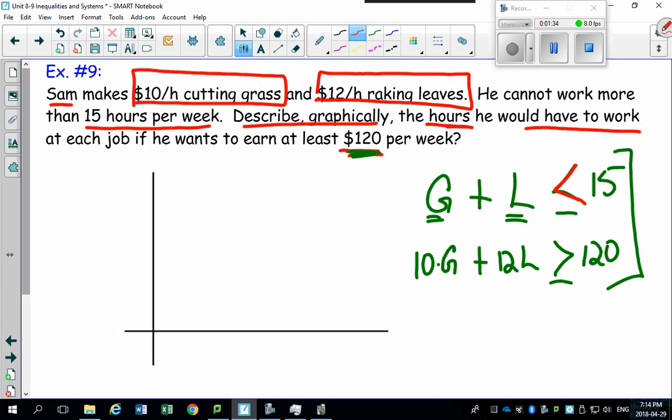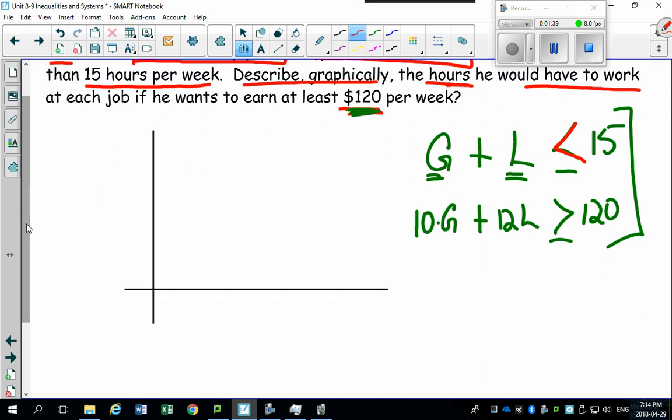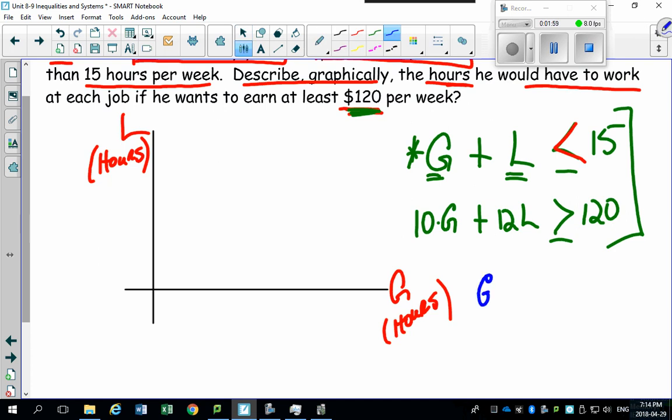Oh boy, how do we do this? Well, simple. Really, really simple. What I would do is I'd start with a graph. I would say this is my grass cutting in hours. This is my leaf raking in hours. And let's see where this guy stands. First things first, let's plot this guy right here. I would say, okay, find me the intercepts. So the intercepts, when G equals 0, find me the L intercept.